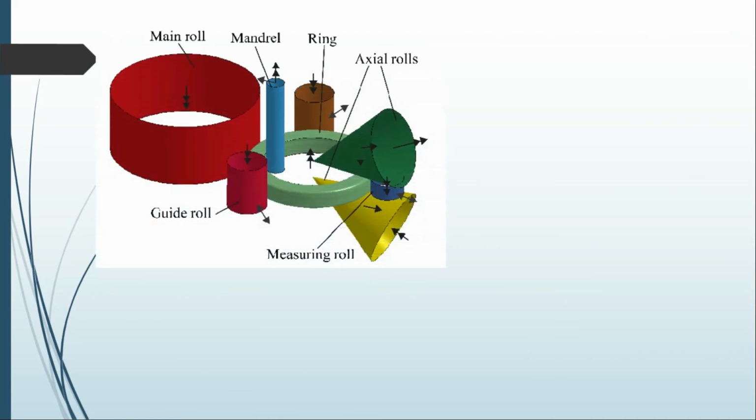Another one is ring rolling. As you can see in the schematic diagram of ring rolling, there are two axial rollers available. One is the mandrel, supported by a guide roll. Main rollers are also available. Within this space only, we are going to reduce its thickness, and for height reduction, we are using these axial rollers. To make the shape uniform, we are using the mandrel and ring.